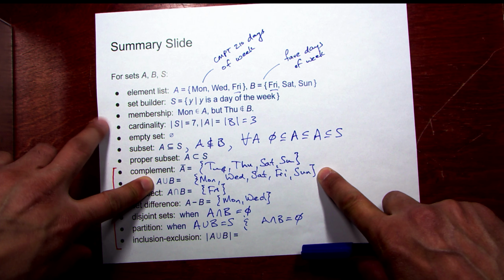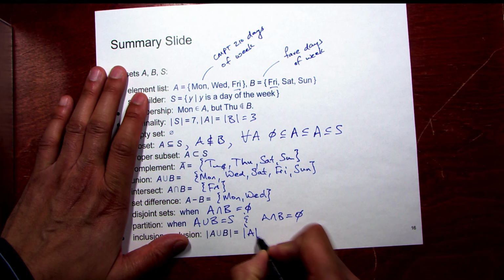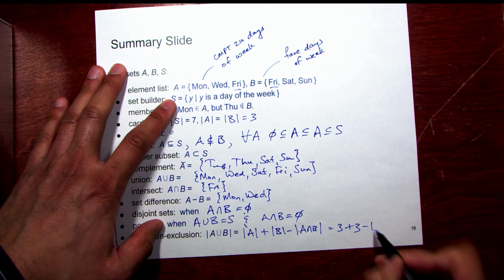Last, the size of A union B, we could actually compute that using just what's up here and say there are 5, but I want to use the inclusion-exclusion rule. So that's when it's the size of A plus the size of B minus the size of their overlap. And we can compute those also by going up here, right? So there's a 3 and a 3 and a 1. So 3 plus 3 minus 1 is 5.